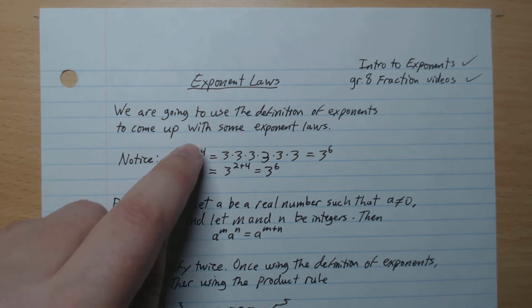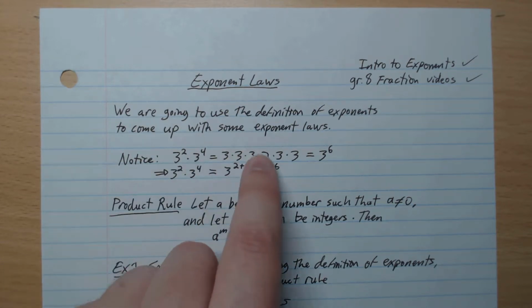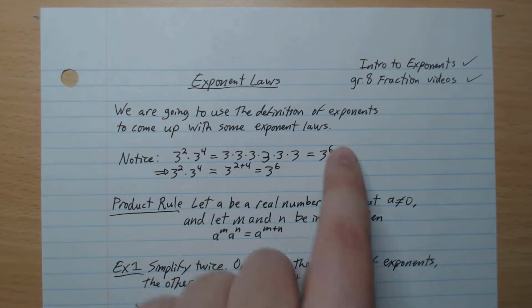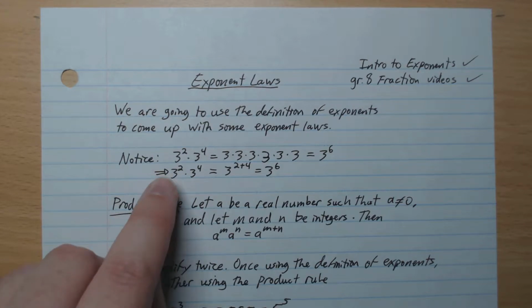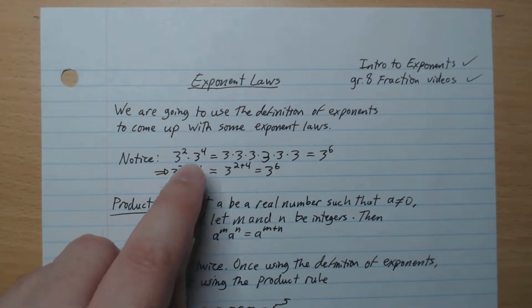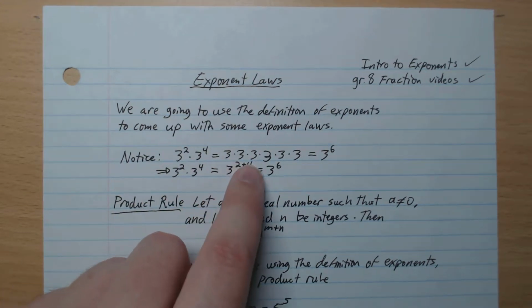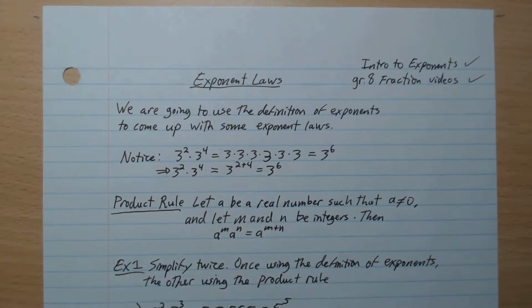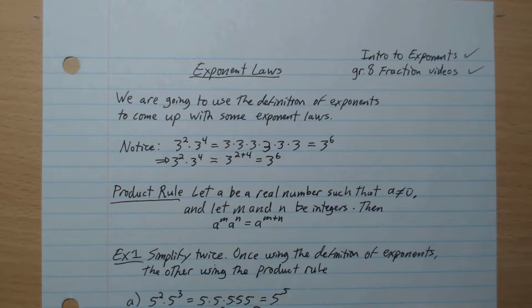3 squared times 3 to the 4 gives 3 like that, which is 3 to the 6. And so we notice 3 squared times 3 to the 4 is 3 to the 2 plus 4, which is 3 to the 6, like that. So that gives our first rule, called the product rule. If a is a real number, such that a is non-zero, and m and n are integers, then a to the m times a to the n equals a to the m plus n, like that.